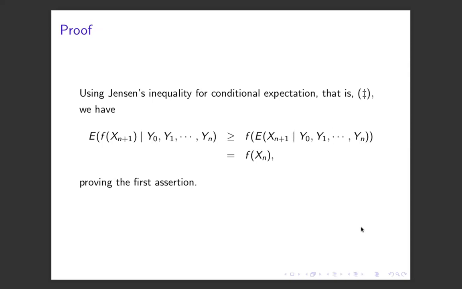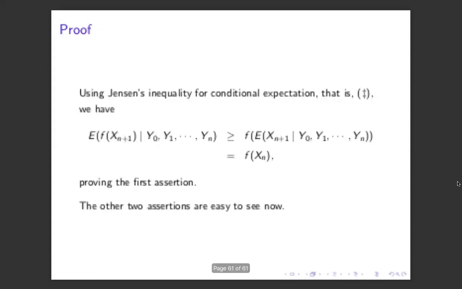So use Jensen's inequality for conditional expectation. Then we have this, and that's it. And here we are using that Xn is a martingale, in the last equation. So that proves the first assertion. The other two assertions are obvious.